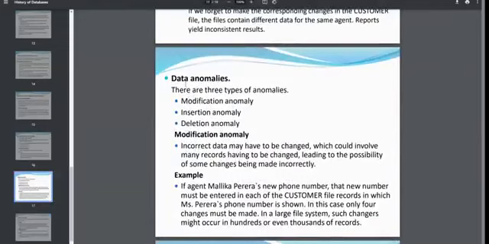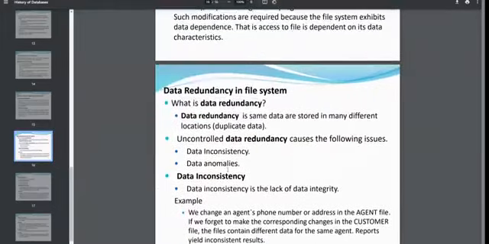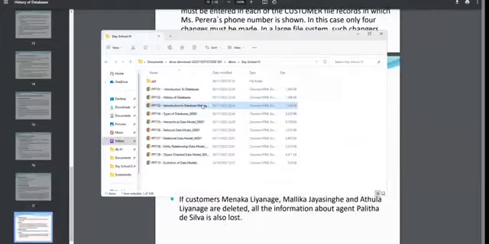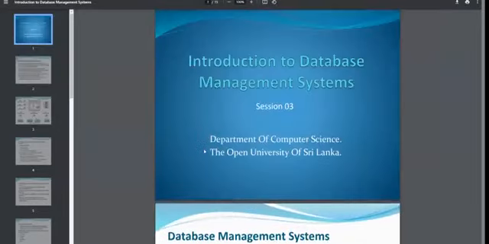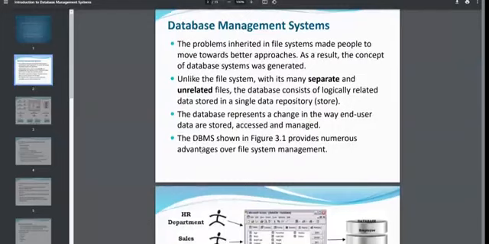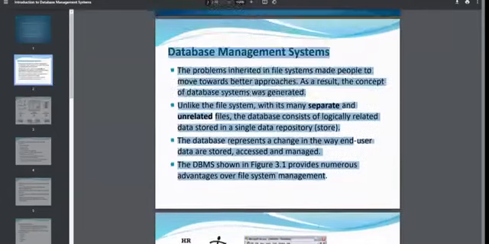So here we discussed types of data anomalies. There are three types of data anomalies: modification, insertion, and deletion anomalies. Next, we discussed data redundancy and data inconsistencies. Read and understand these things. Then I will show this diagram.